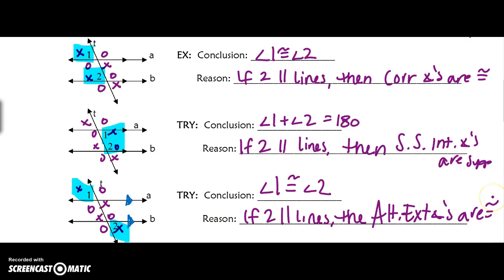And you're probably thinking, well, how are you getting corresponding, same side interior, alternate exterior? Well, it's just based on where that angle is located within your image. So corresponding 1 and 2 are sitting in the same spot. Here they're on the same side, but inside those parallel lines. And here they're alternating, but on the outside of the parallel lines. So that's why alternate exterior.